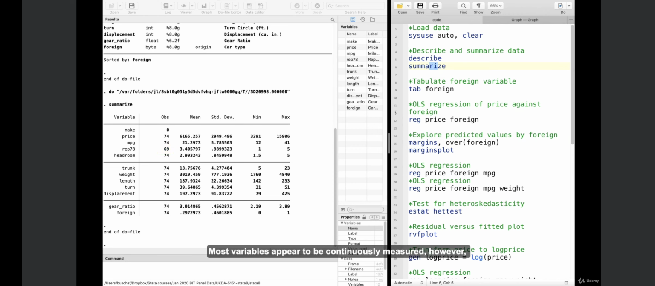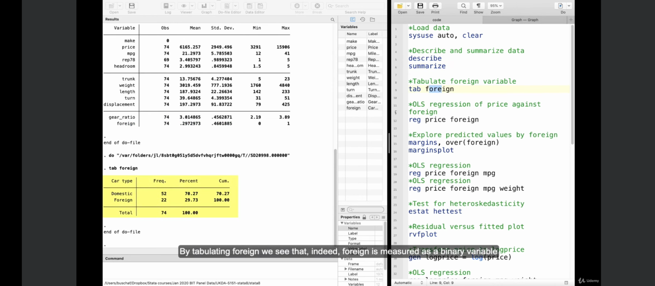Most variables also appear to be continuously measured. However, it looks like the variable foreign is measured as a binary variable. Let's go ahead and confirm this quickly. By tabulating foreign, we see that indeed foreign is measured as a binary variable. Around 29% of cars are foreign.